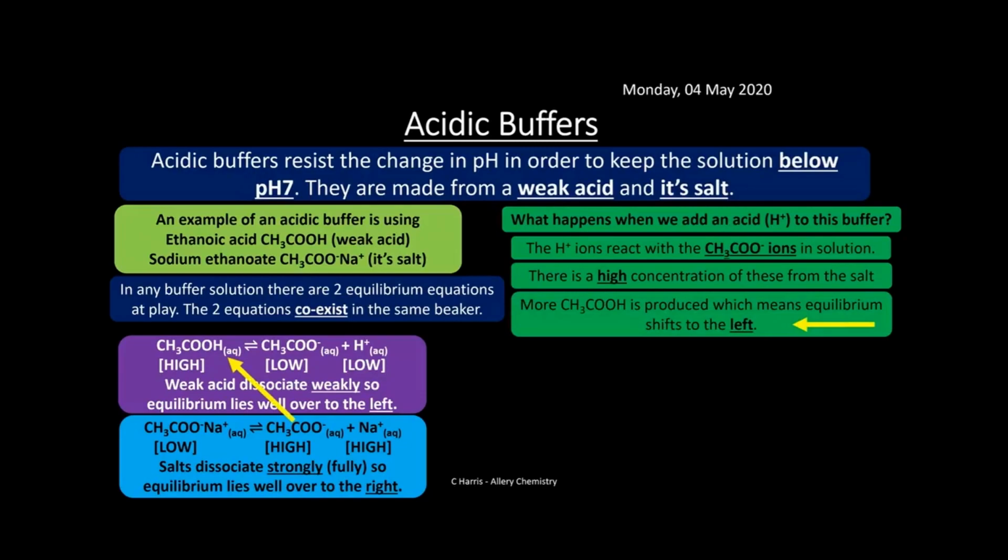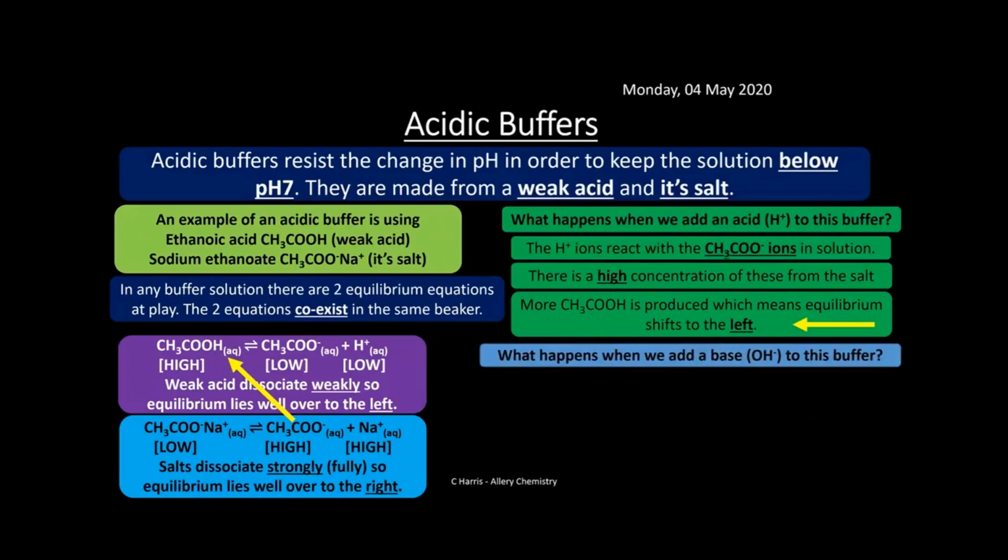So what that means, and this is where it gets a little bit complicated, is we've now got to interlink these two equations together because they're happening in the beaker at once. So more CH3COOH is produced, which means equilibrium shifts to the left. The H+ is reacting with this, so what we're producing is more of this. So by default, we're shifting it to the left because this bit, when we write them above each other, is to the left of that. That arrow's pointing left, isn't it?